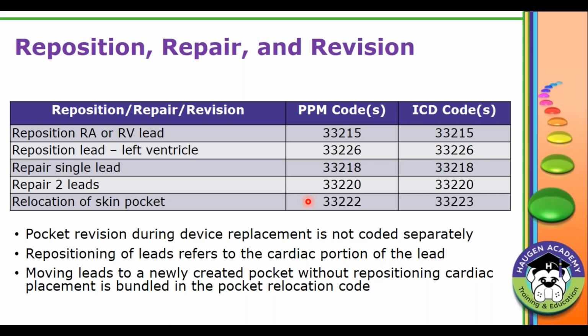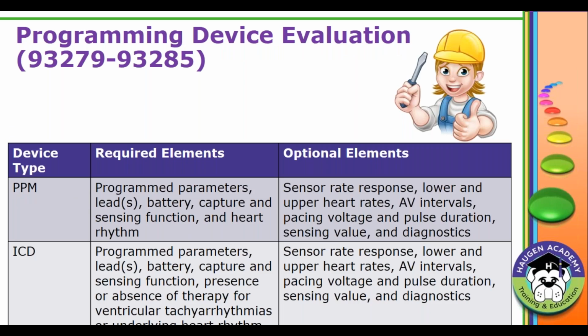When we're talking about repositioning the leads, it's the cardiac portion of that. So they would have to be out of place within the heart chambers in order to use 33215. So be really careful with that. It is assumed that if you moved the pocket, you moved the subcutaneous portion of the wires to reach the device. It's the whole point of the procedure. And we already talked about the bundling of the pocket revision.